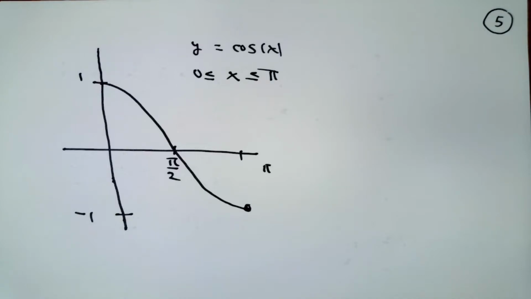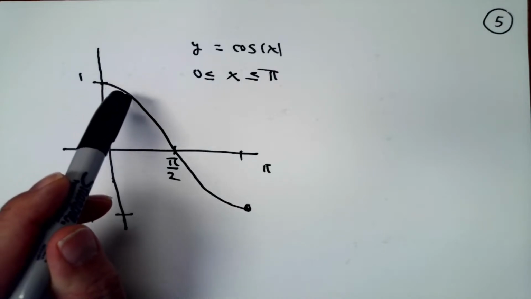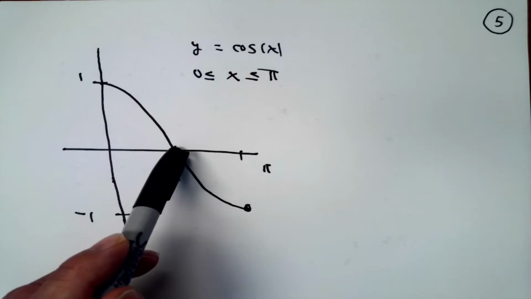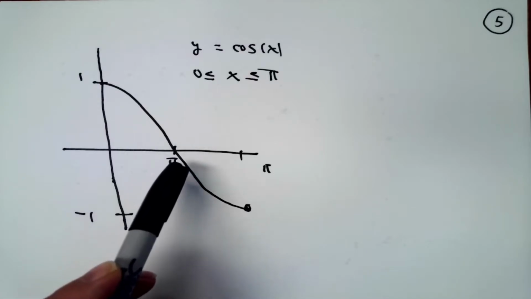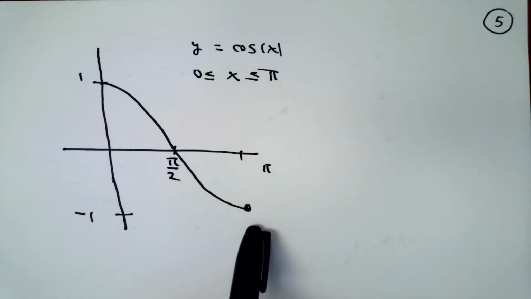So starting at 0, make the input into the cosine larger. When the input's pi over 2, cosine is 0. This is going to be the source of our problem. And then cosine becomes negative. At pi radians, cosine is -1. If I wanted to construct the inverse cosine function, this is the piece of it that I would use.